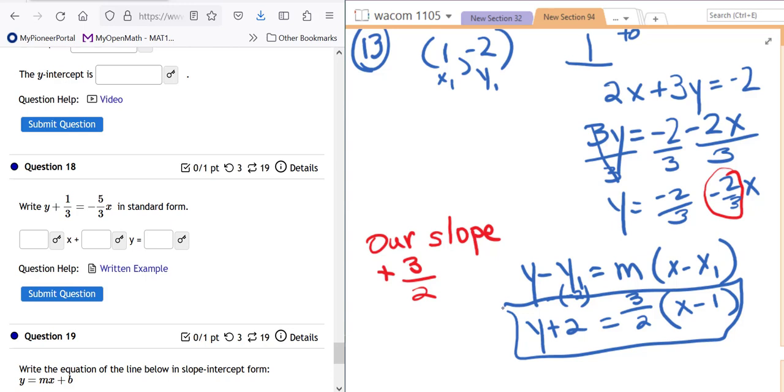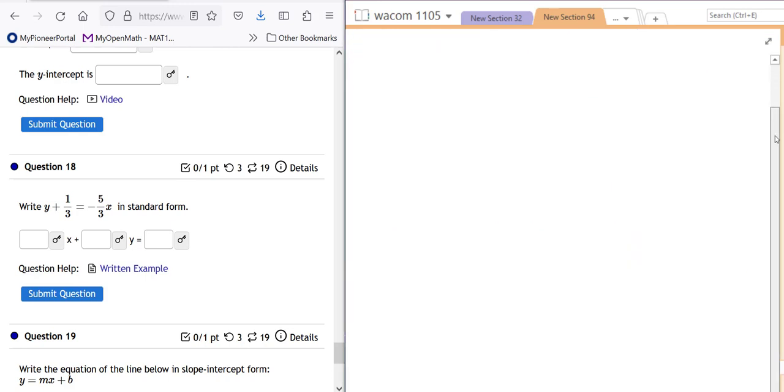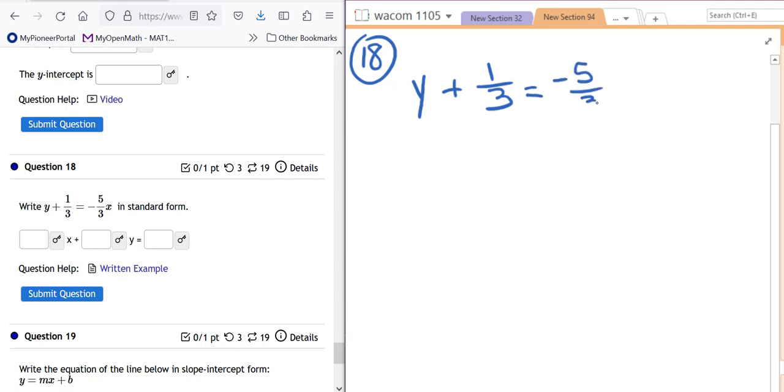Okay, let's do 18. This is the only one I've seen that asks us to go to standard form. Remember that has x and y on the same side? So this is just going to be algebra. You are not having to plug anything in here. It will want you to clear the fraction. So rewrite this in standard form.